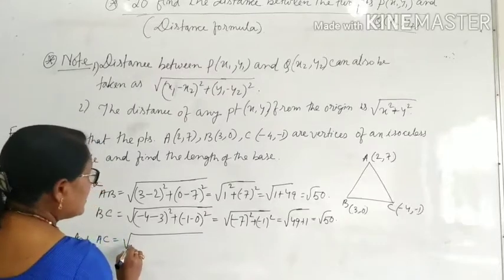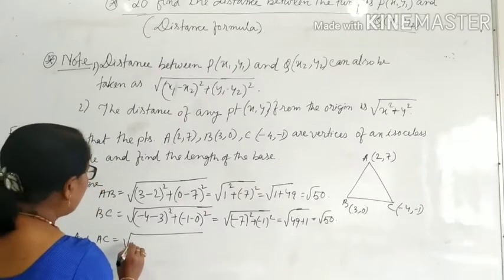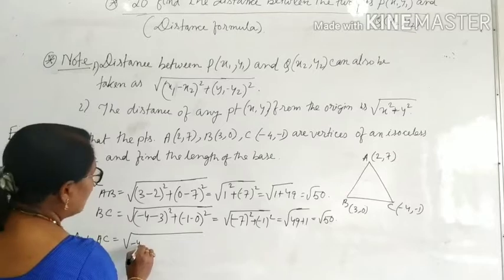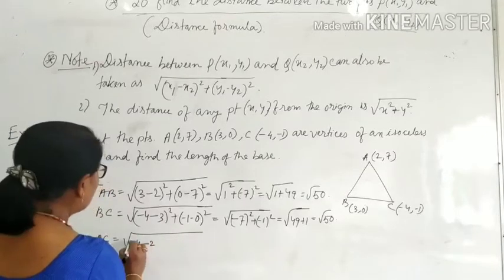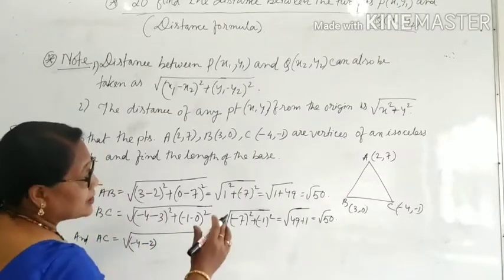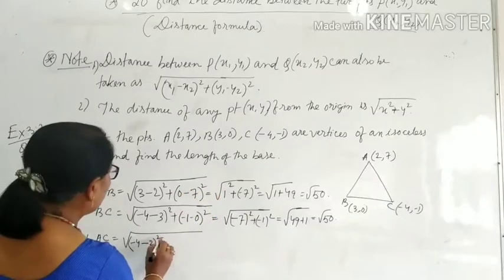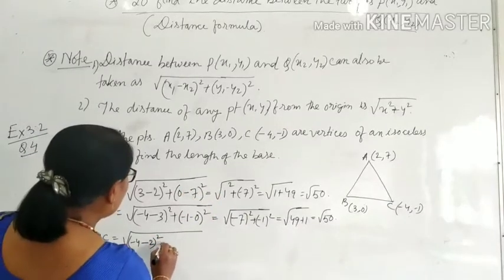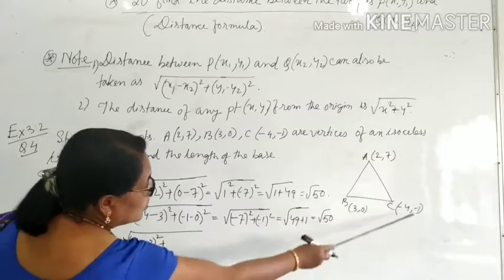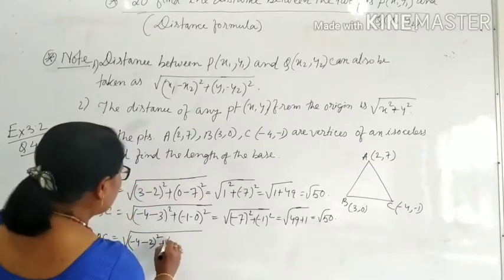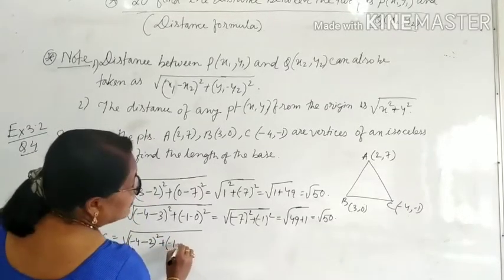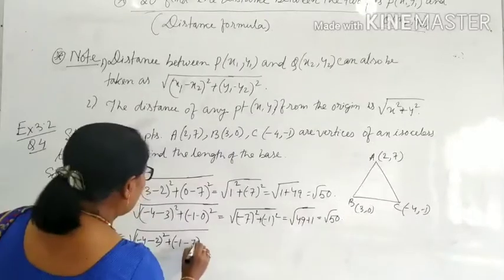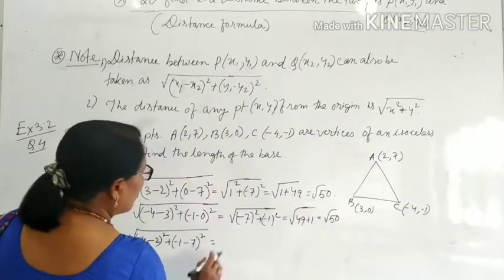For AC, X2 has to be directly minus 4, minus X1 has to be 2. You have to copy the numbers carefully. Minus 4 minus 2, plus, and in place of y2, what's written here? Minus 1. And then minus, and then this is one square. Look at it for almost every part.